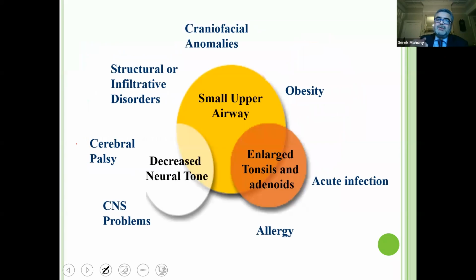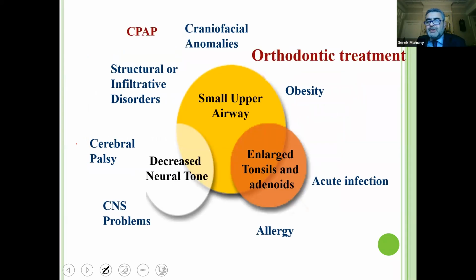And we need to realize that when we have children who have poor sleep, open mouth posture, who snore, they also have a poor tongue position. And we need to help them in a multidisciplinary way. My involvement, I have training in sleep medicine and I have training in orthodontics.